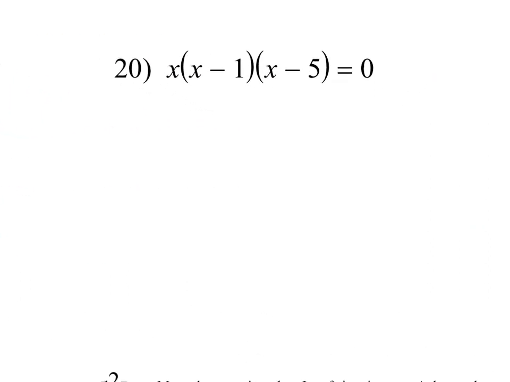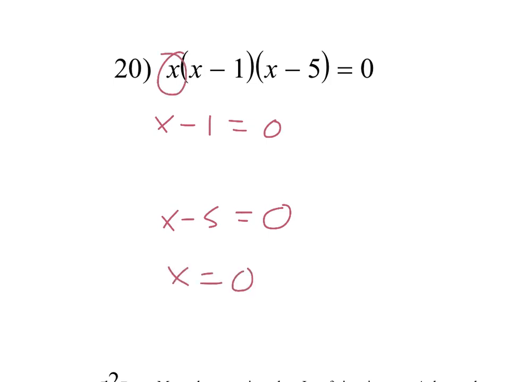Okay, last one, number 20. What do we do first? Anybody? X minus 1 is equal to 0. X minus 5 is equal to 0. Are we missing one? And x is equal to 0. We can't forget about this x out here. So now when we solve for x, we get x is equal to 1, and x is equal to 5. So we have our 3 x's here.